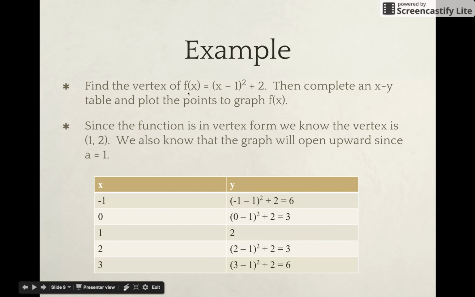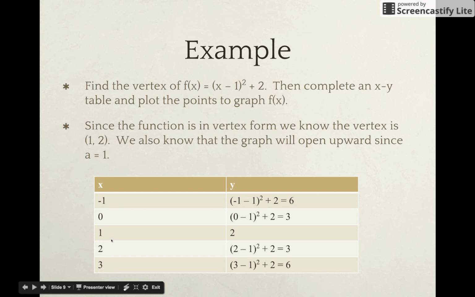Let's look at an example. We want to find the vertex of f(x) = (x - 1)² + 2, and then we'll complete an xy table and plot the points so that we can sketch the graph of f(x). Since it's in vertex form, and we know that this is like a standing in 1 here, even though it's not written, we know a is greater than 0, so it opens upward. We also know that the vertex must be the ordered pair (1, 2), because the h is a 1, k is a 2.